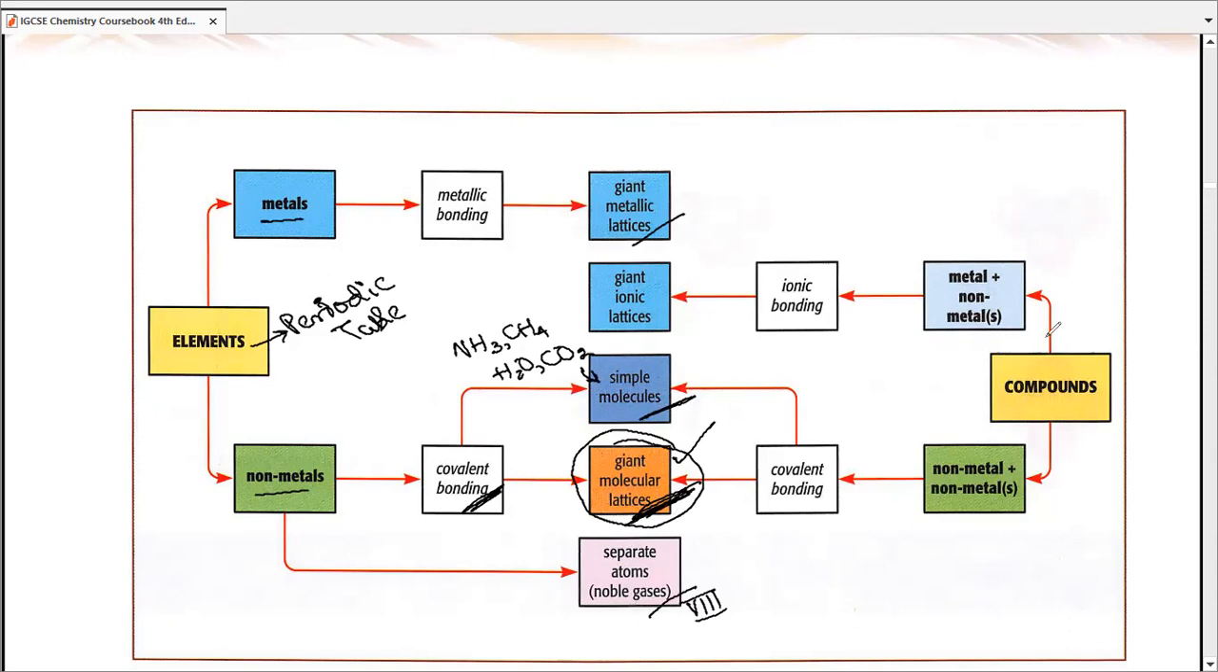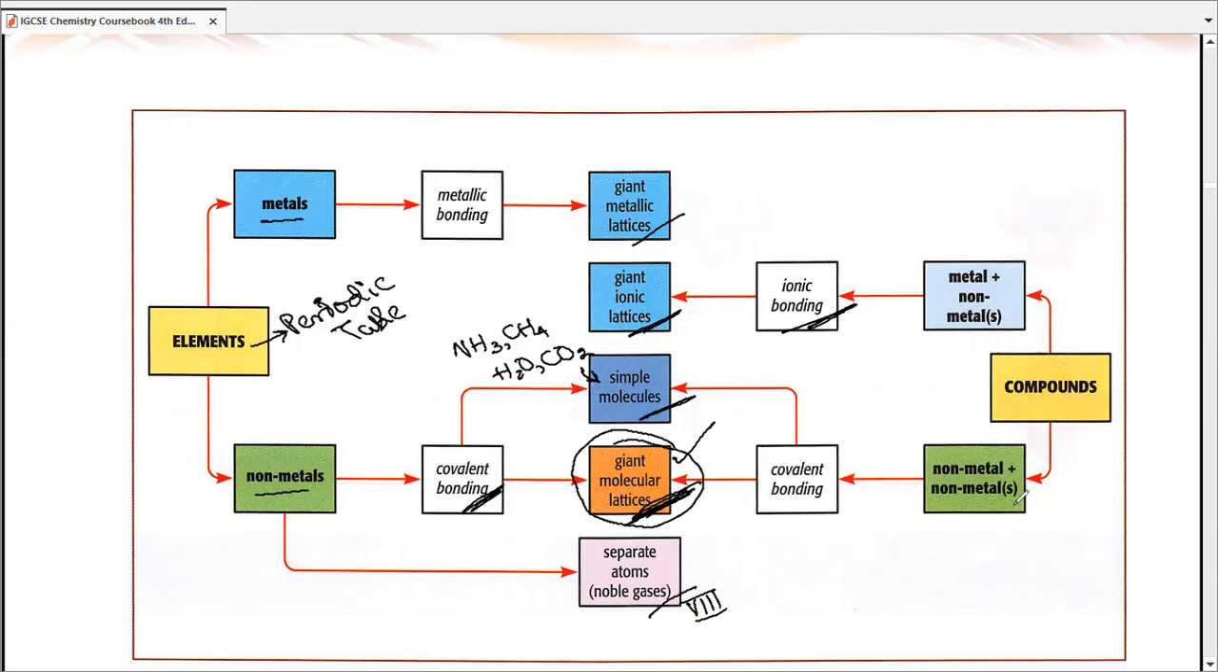If we talk about compounds, compounds are formed either by the combination of metals with non-metals, and we have already explained that's known as ionic bonding. And ionic bonding always gives us ionic lattices, which are pretty giant, as they consist of millions and trillions of positive and negative ions, oppositely charged ones in front of one another. We have seen some diagrams as well.